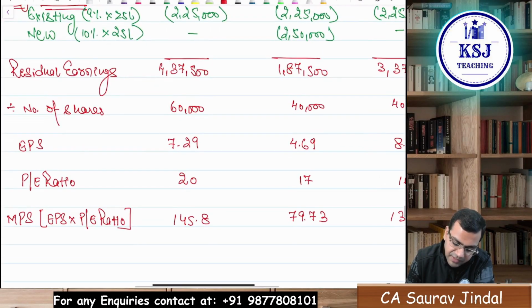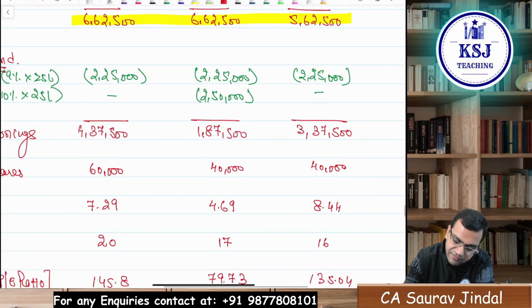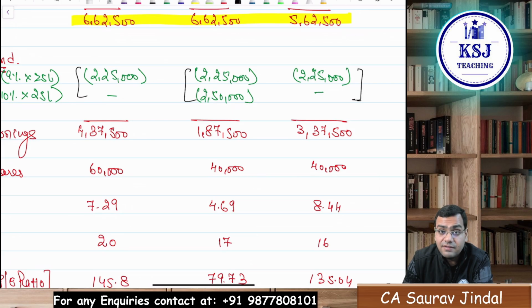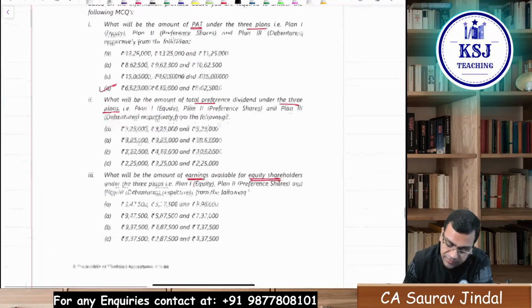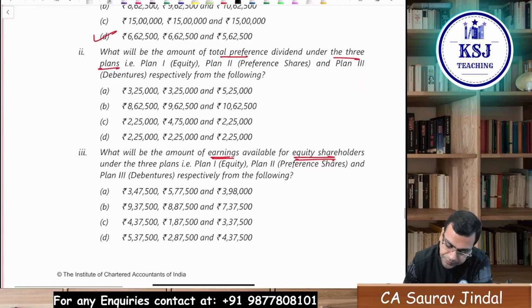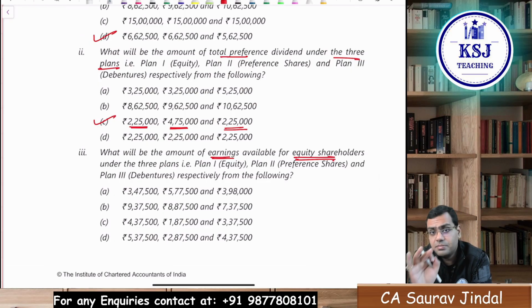What will be the amount of the preference dividend under the 3 plans? The amount of preference dividend will be the sum total of these two. So it will be 2,25,000, 4,75,000 and 2,25,000. So which option? This is option C. Please mark the options very carefully according to what is required.